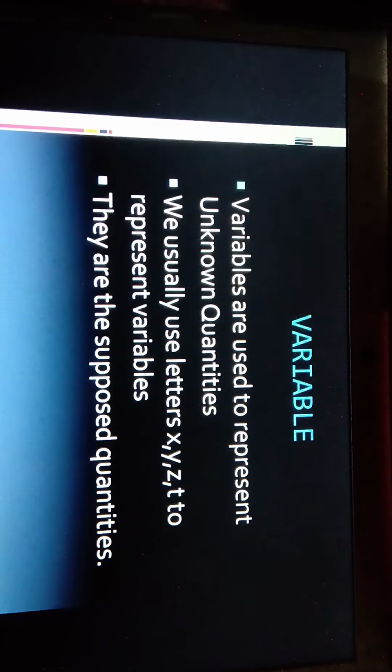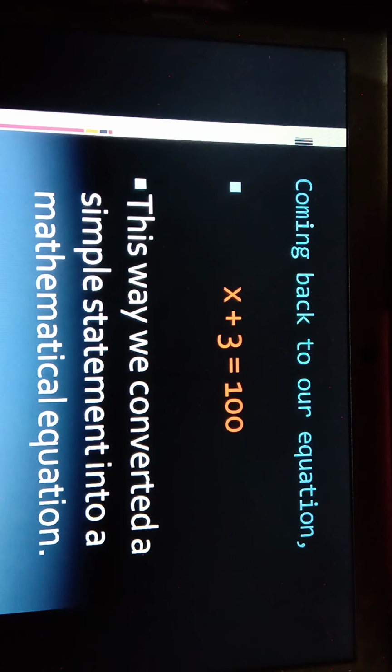What is a variable? Let us recall, variables are used to represent the unknown quantities. We usually use letters X, Y, Z, T, etc. to represent variables. They are the supposed quantities. Let's get back to our equation. We said that if the batsman scored 3 runs more, he would have hit a century. So, X plus 3 runs more will be equal to a century, which means 100. This way we converted a simple statement into a mathematical equation.